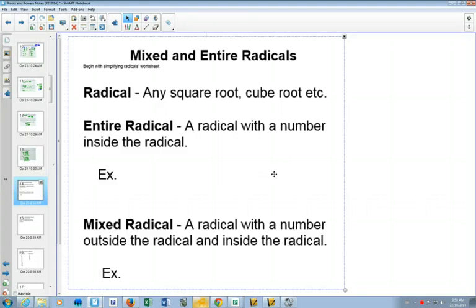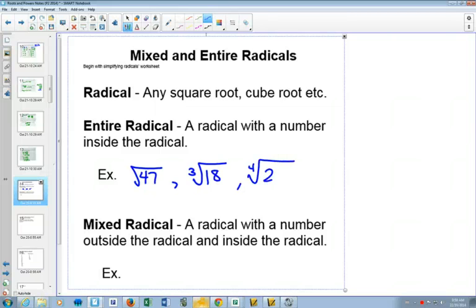Okay, so we did that simplifying radicals worksheet after the quiz yesterday. A radical is any square root or cube root or fourth root or fifth root or anything like that. An entire radical would be something like the square root of 47 or the cube root of 18 or even the fourth root of 25. When you have the entire number inside the radical, we call that an entire radical.